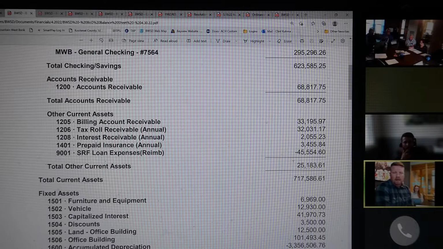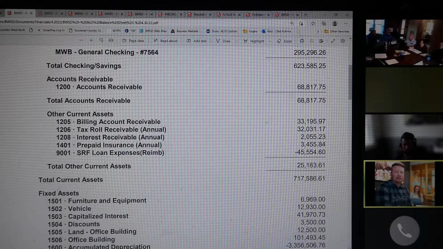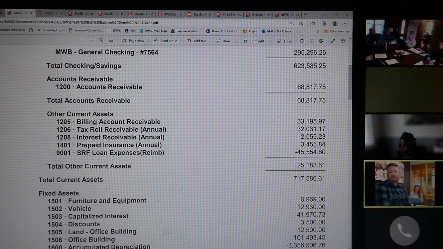So accounts receivable, our 1200 accounts receivable account. This is an account that includes basically any receivable that is not tied to our billing, not tied to the user fees. An example would be if there's a receivable for a reimbursement from the DEQ, or if there's any other special invoicing that's not tied to the monthly user fees.